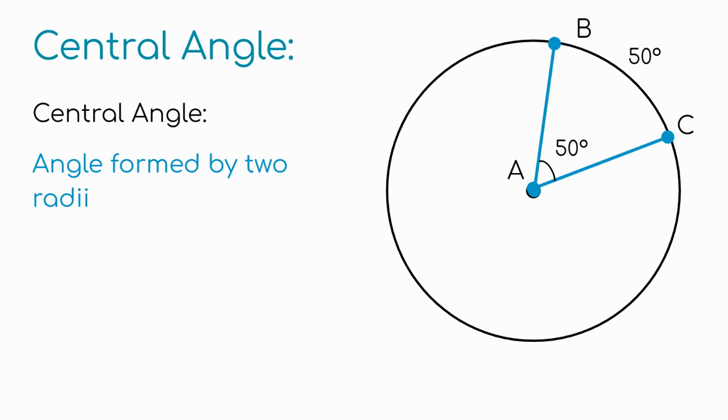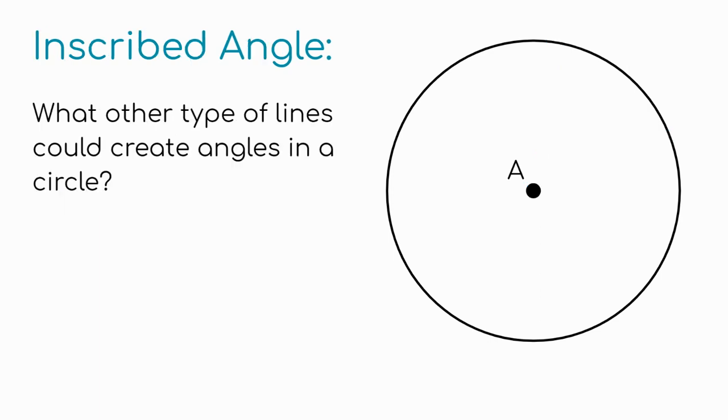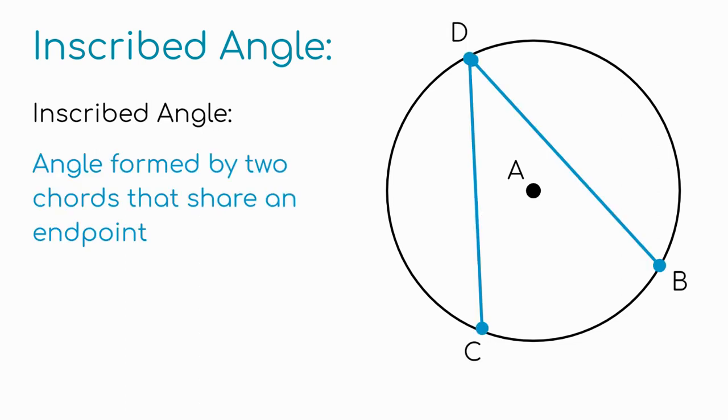So I told you each time we learn a new angle, we're going to relate it to the arc. So our new angle is not going to be at the center. Think about what other type of lines you could use to create an angle inside the circle. So Monday we learned a bunch of different types of lines. Think about what we could use other than a radius. So hopefully you thought about chords.